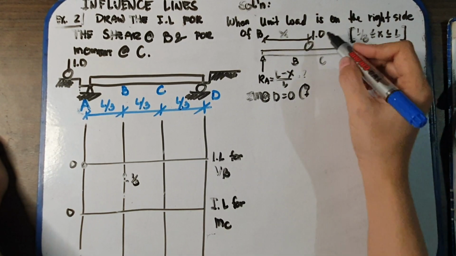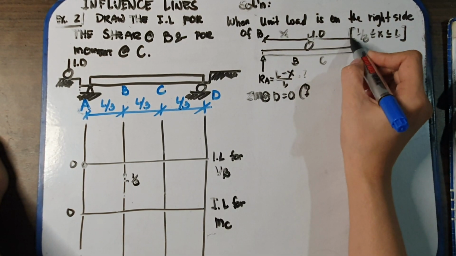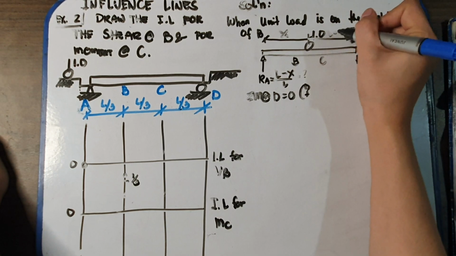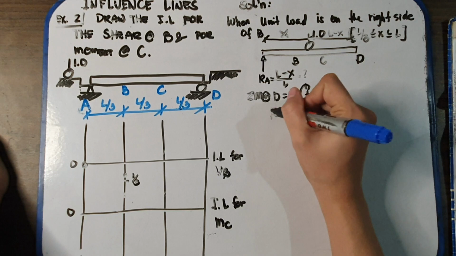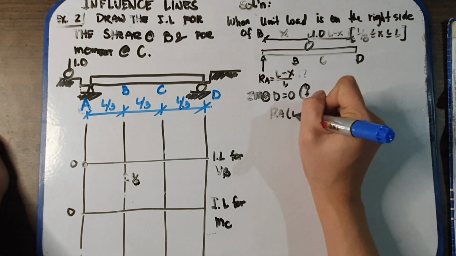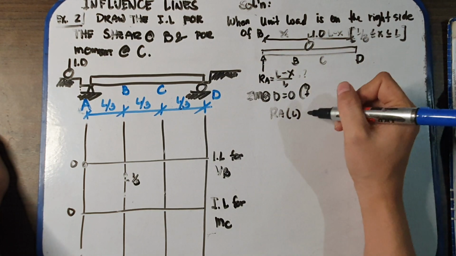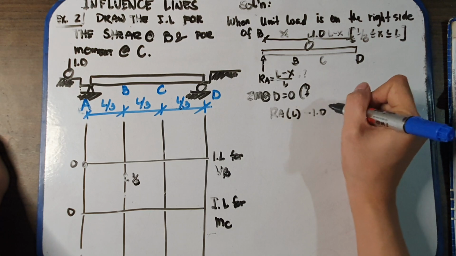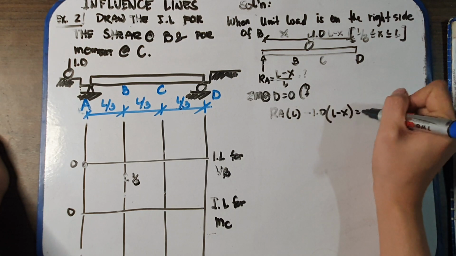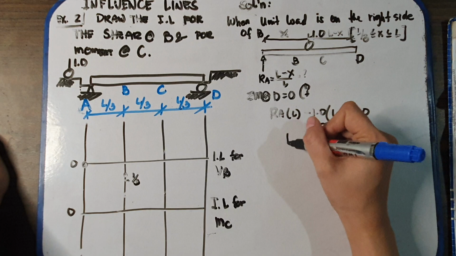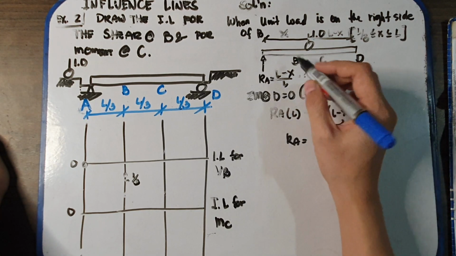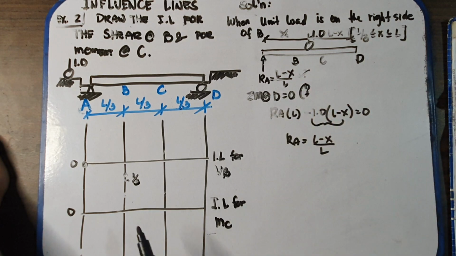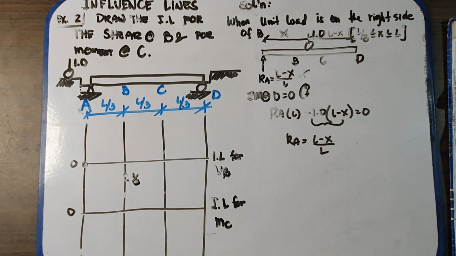Summation moment at D is equal to 0. Alam natin na itong distance na to ay L minus X. So, we have summation of RA multiplied by distance which is L kasi hanggang dito ay L minus 1.0 (L minus X) is equal to 0. Transpose natin to. So, we have RA to be L minus X all over L. So, same pa rin tayo. Ibig sabihin ko, copyhin nyo lang kung ano yung RA na nakuha nyo at first.